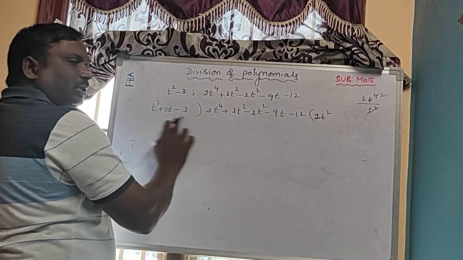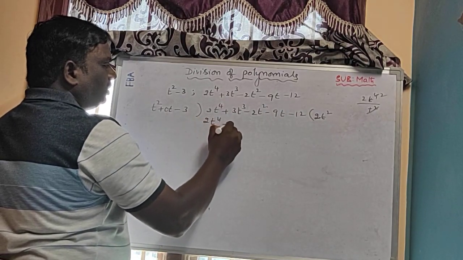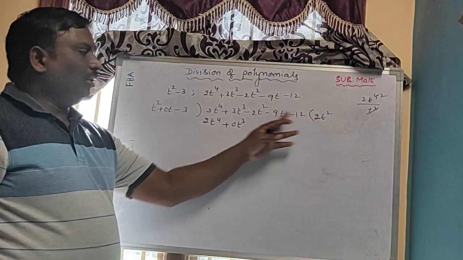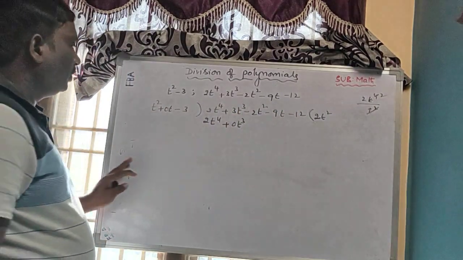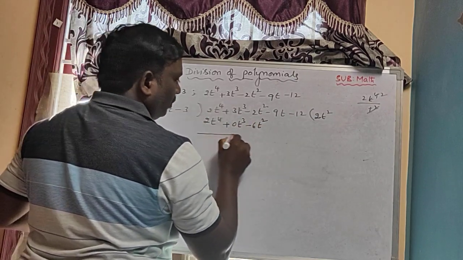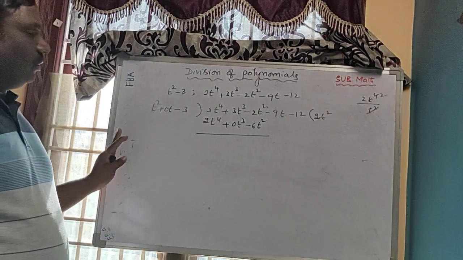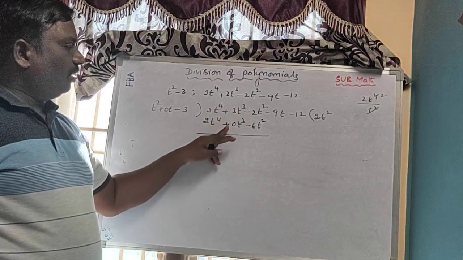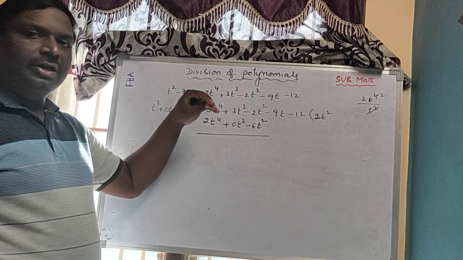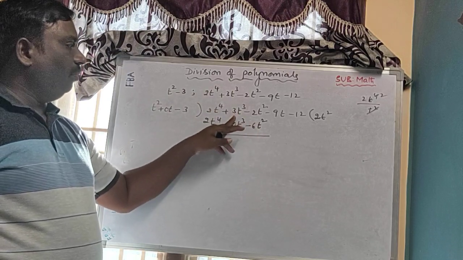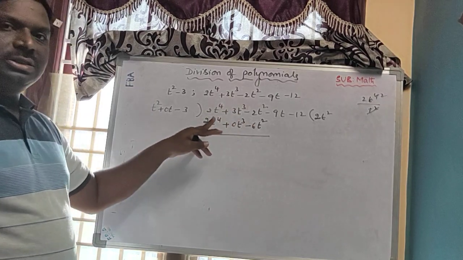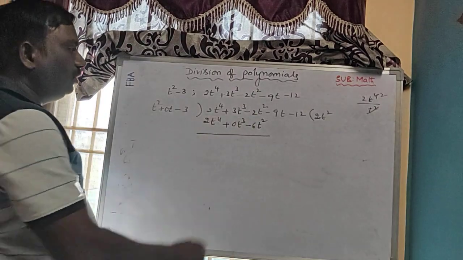This 2t square you have to multiply with these 3 terms. 2t power 4 plus 0 into that is 0t cube. 0 into anything is 0, but I wrote the t cube term here. Minus into plus, minus 3 twos are 6t square. In our textbook they left out the term 0t cube, but if you leave the term, some of the children will get confused. The 6t square will be written below the 3t cube term. That's why I'm writing minus 6t square here and 0t cube here.